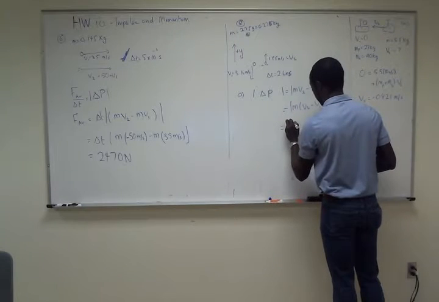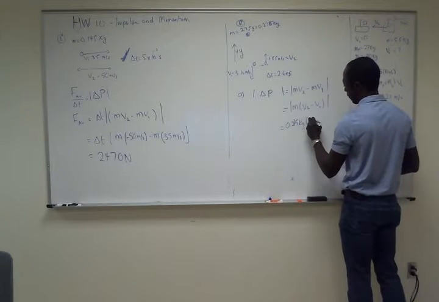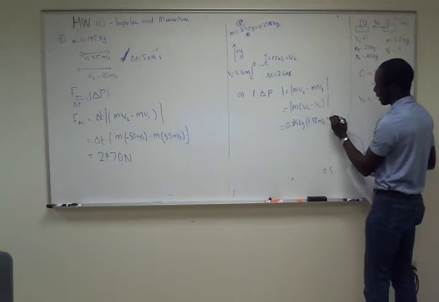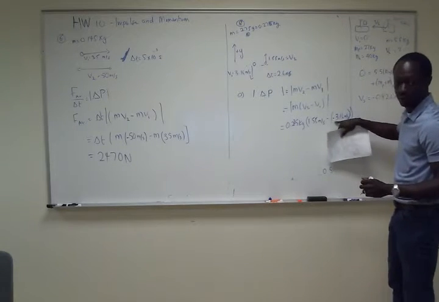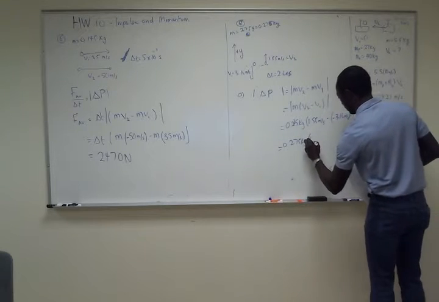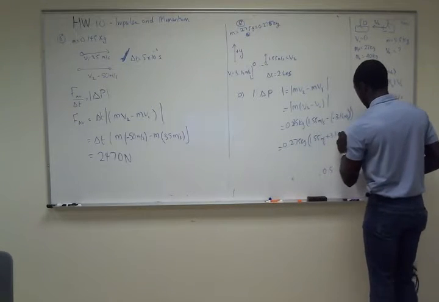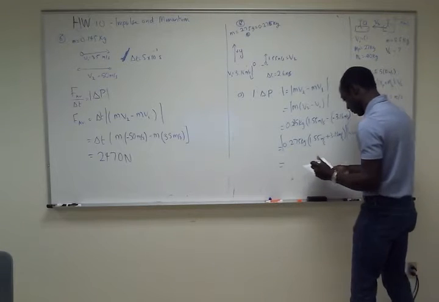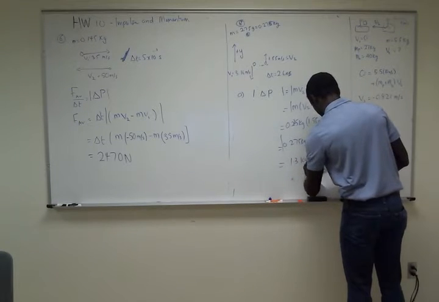And the mass is 0.275 kilograms. v2 is positive, so that's 1.55 meters per second, minus v1, which is negative. So even though we have a negative sign here, we also will have a negative sign here for the 3.16 meters per second, which gives us a positive value in the end. So we have here 0.275 kilograms times 1.55 meters per second plus 3.16 meters per second. And we'll have to take the magnitude of this, which is already positive, and that comes out to be 1.3 kilograms meters per second.